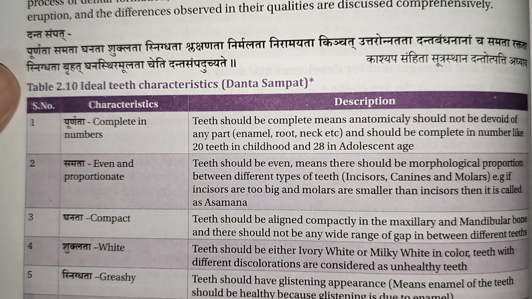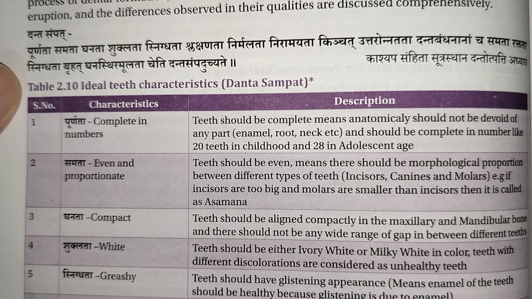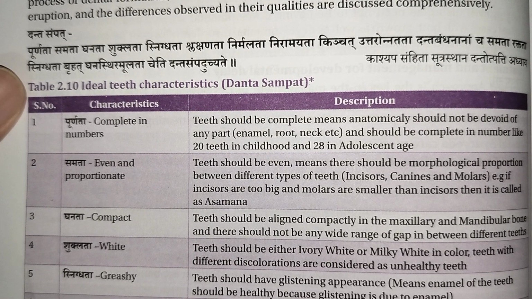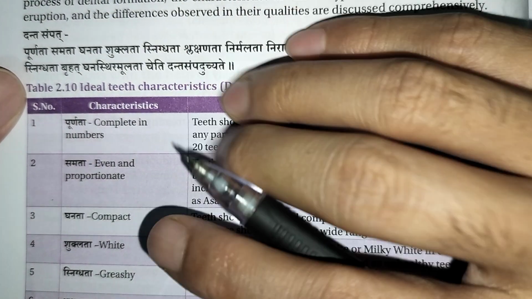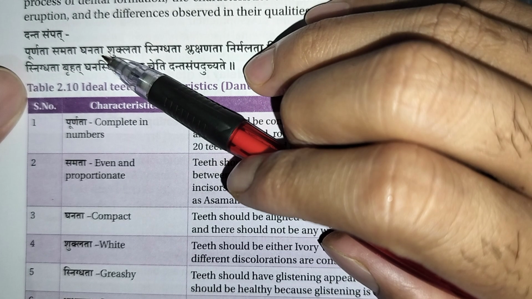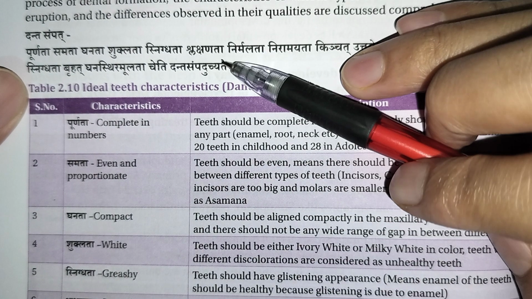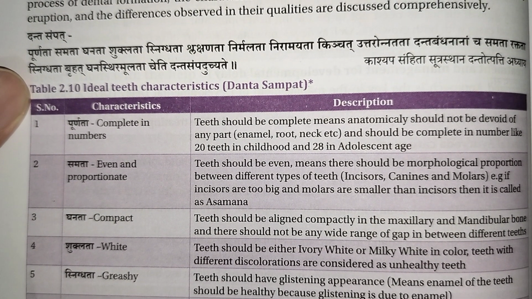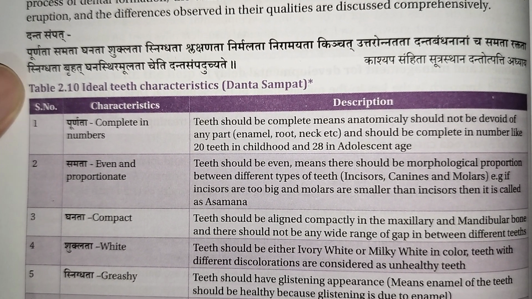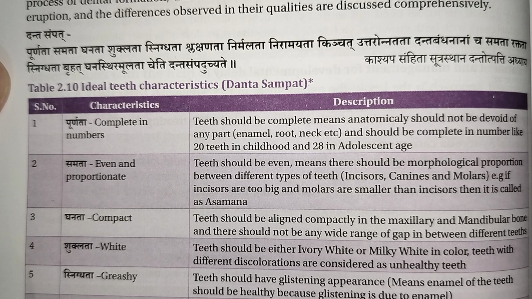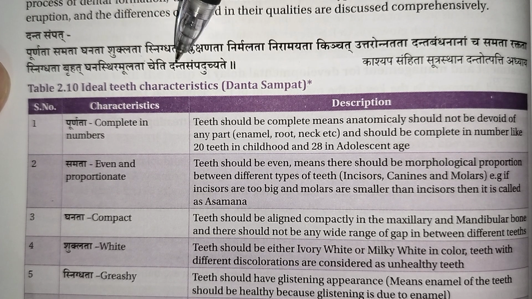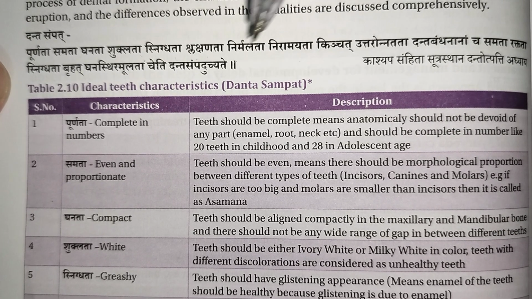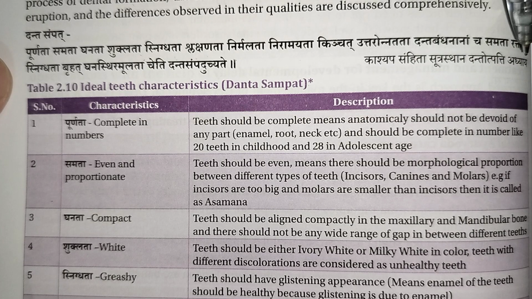Next, Acharya Kashyap has explained the Danta Sampat, that is, which teeth should be called ideal. He has given a shloka: Purnata Samata Ghanata Shuklata Snigdhata Slakshnata Nirmalata Niramayata Kinchit Uttarontata, Dantabandhananam cha samata raktata snigdhata, brihat ghana sthiram moolata cheti dantasampaduchyate. It is given in the Kashyap Samhita Sutrasthana, Dantotpatti Adhyay.